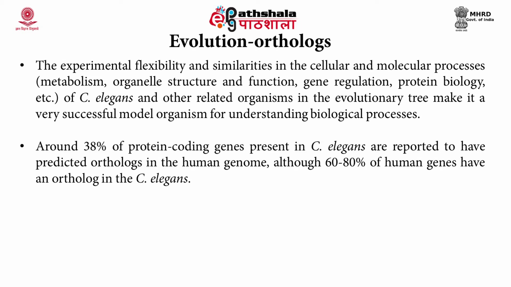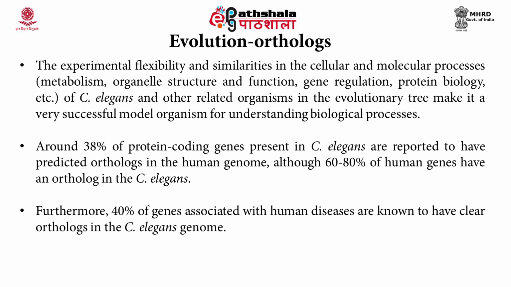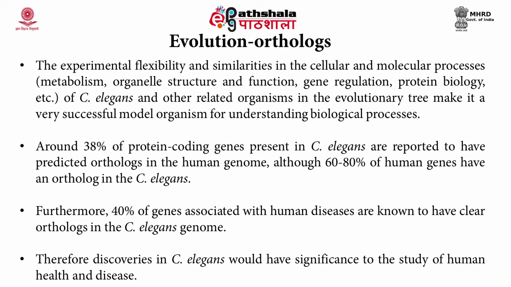Around 38% of protein coding genes present in C. elegans are reported to have predicted orthologs in the human genome. Although 60 to 80% of human genes have an ortholog in C. elegans. Further, 40% of the genes associated with human diseases are known to have clear orthologs in the C. elegans genome. Therefore, discoveries in C. elegans would have significance to the study of human health and disease and seem to be very promising.